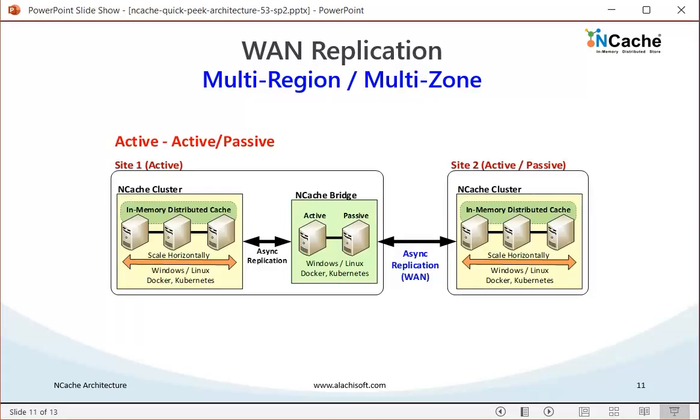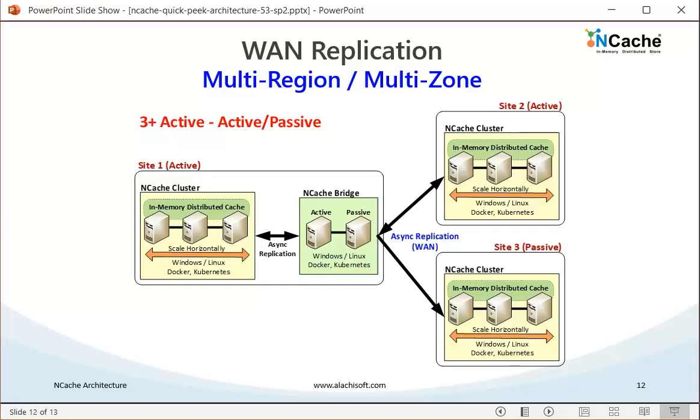NCache provides WAN replication feature across multiple regions or multiple zones. If you have, for example, a 2-site deployment of NCache, it could be either active-active or active-passive. You can do WAN replication across that. If you have a 3 or more site deployment, then one site has to be active and the others can be a combination of active or passive.